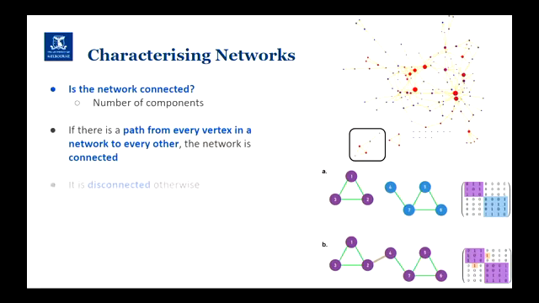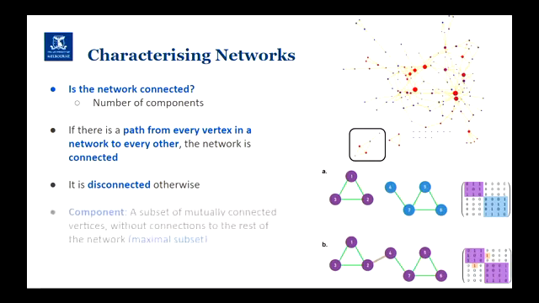So we say a network is connected if there is a path from every node to every other node in the network. For instance, in the example, not sure you can see from there, we have this huge component here and another one that is separated there. If I can't go from here to here, that means the network is disconnected, and a component in that case is a subset of mutually connected vertices without connections to the rest of the network. And what that means is a maximal subset.